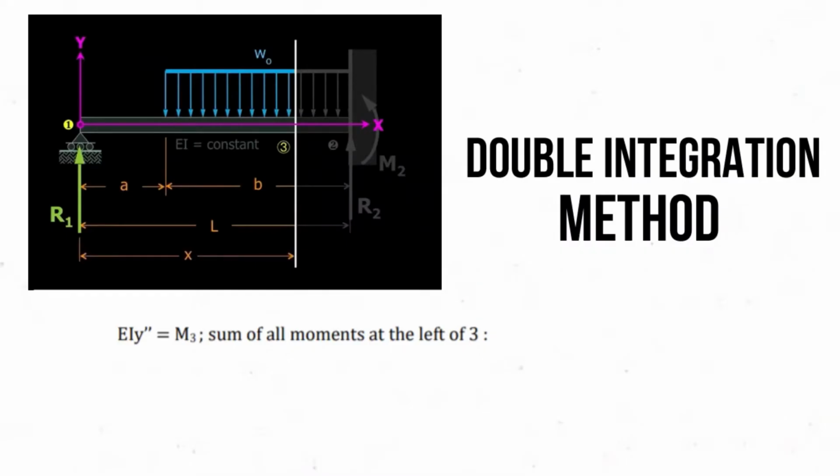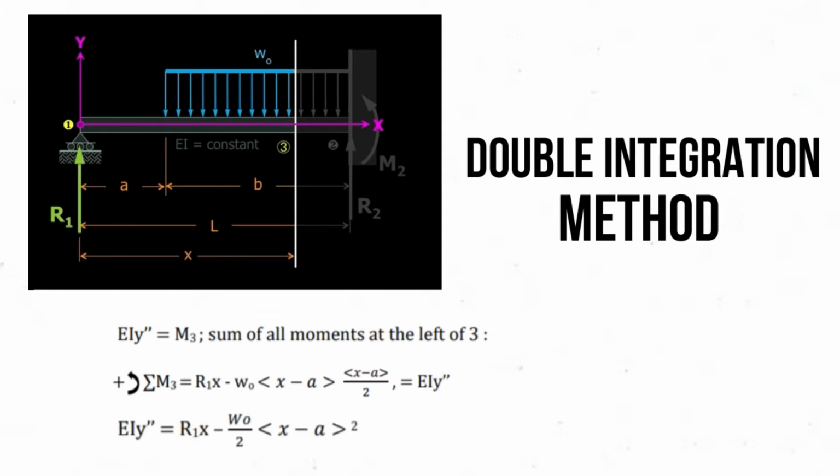EI y double prime is equal to the moment at 3, wherein moment 3 is the sum of all moments at the left of 3. Hence, we will have EI y double prime equals R1x minus WO times (x minus a) multiplied by the moment arm, which is half of (x minus a). Simplifying, EI y double prime equals R1x minus WO over 2 times (x minus a) squared.